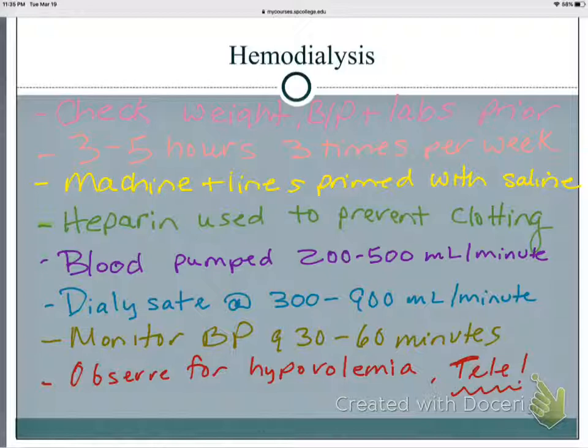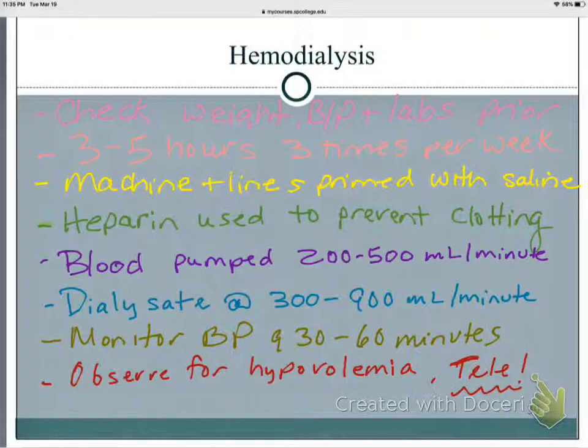So checking our weight, our blood pressure, our labs before. And you'll see your nephrologist will be looking at those closely because that's how he or she knows what to order during dialysis. It's usually done 3 to 5 hours, about 3 times a week. Most of my patients are Monday, Wednesday, Friday. Some are Tuesday, Thursday, Saturday. But they'll try to accommodate the patient as best they can.